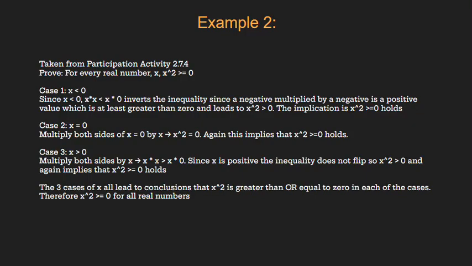In the second case, we'll assume that x equals 0, and again multiplying both sides of the inequality by x leads us to x squared is equal to 0, and then this leads to holding that x squared is still greater than or equal to 0. In the third case, we assume that x is greater than 0, and again we multiply both sides by x, so we get x squared is greater than 0, and since x is positive, the inequality doesn't flip, so x squared is greater than 0, and again implies that x squared is greater than or equal to 0.